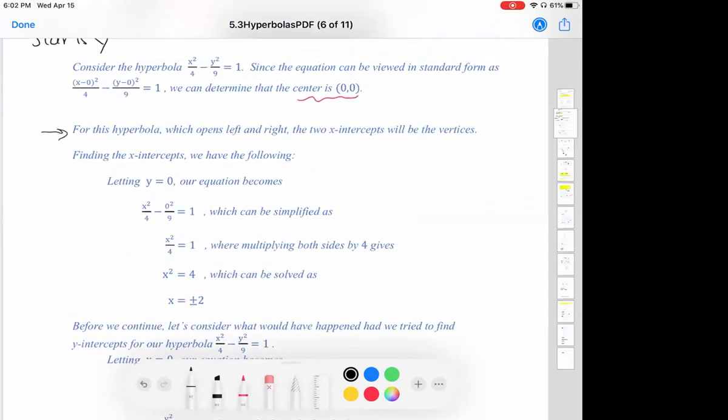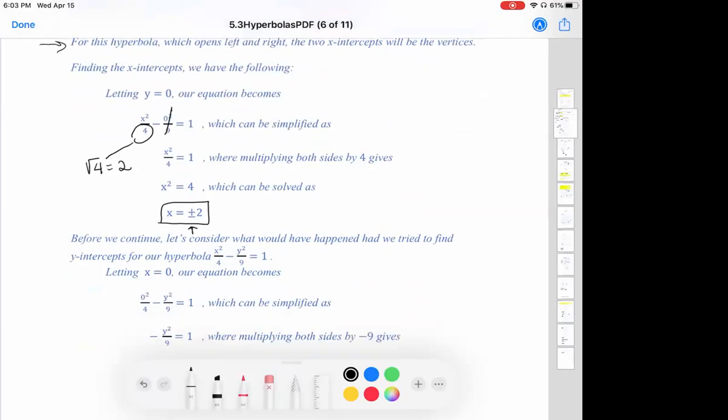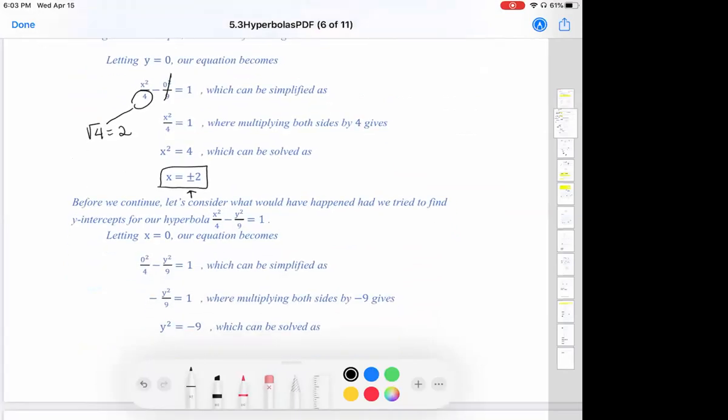So let's continue. For this hyperbola, which opens left and right, the two x-intercepts will be the vertices. Finding the x-intercepts, we let y be 0, and if y is 0, that whole term is 0. So we're left with x squared equals 4, so x is plus or minus 2. It's the same idea as taking your denominator and taking the square root of it. Because I have a plus or minus, we have to do both: add it to the left and right.